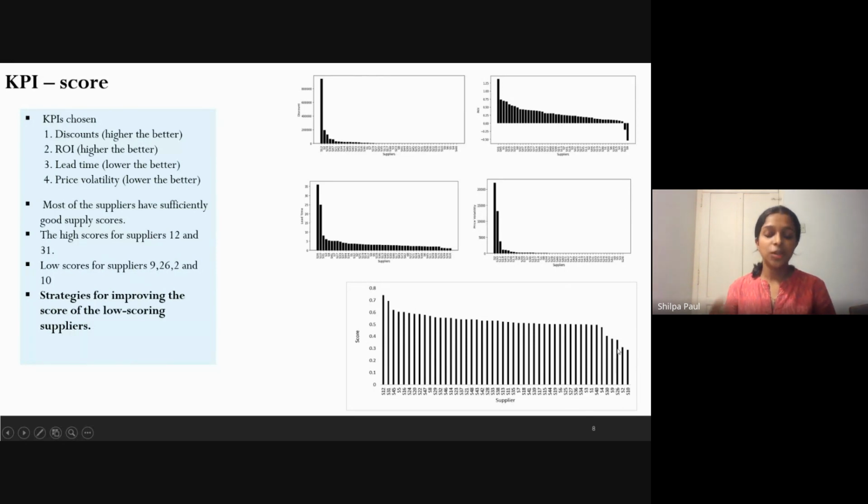So what could be done is, we got this idea. These suppliers have a very low score, so effort could be put in to see on which indicator they are not performing well, and those points could be discussed with the supplier. So this is the working, the analysis and the results. Now moving on to the recommendations.